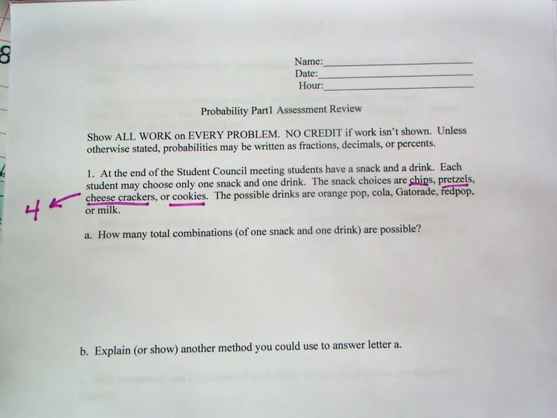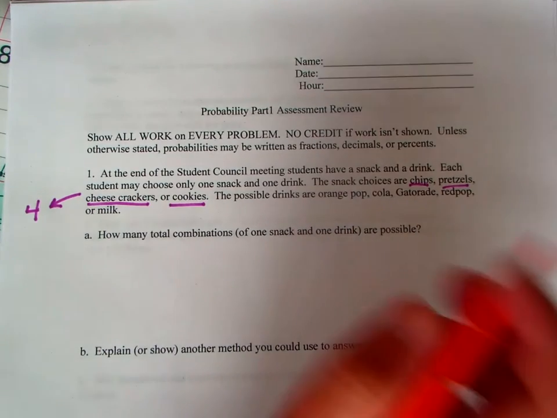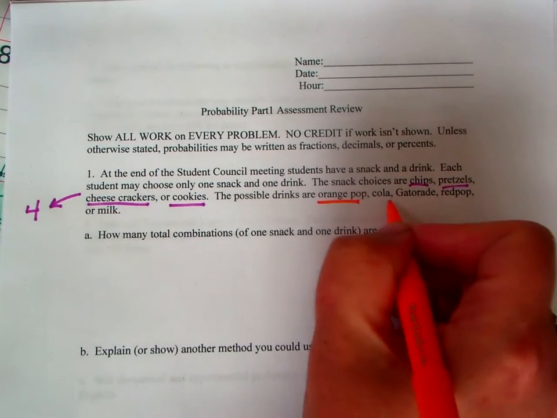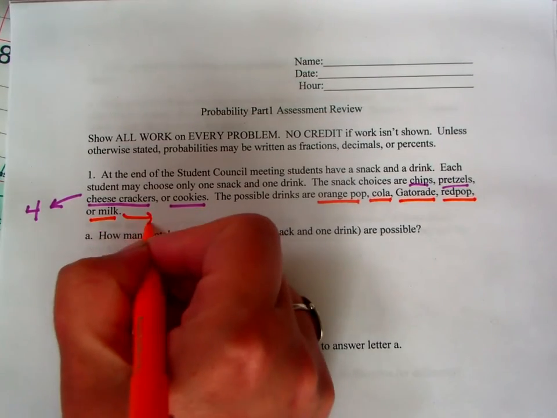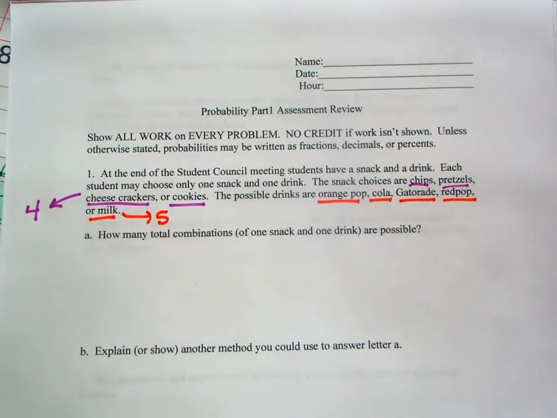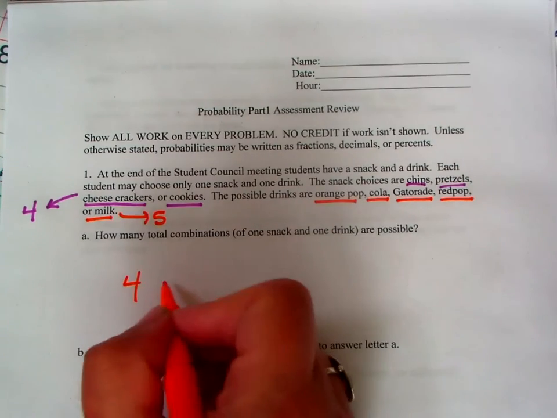And certainly that clarification was valid because it did not transfer well to the last assignment. It changed where the comma was. So I understand and certainly would have made a difference. Okay, the possible drinks now, there are 5 possible drinks: orange pop, cola, Gatorade, red pop, or milk. So 5 possible. Okay, now anytime that does happen, as long as you show me all your work, I'm going to give you both answers correct.